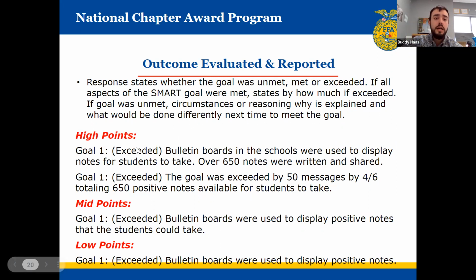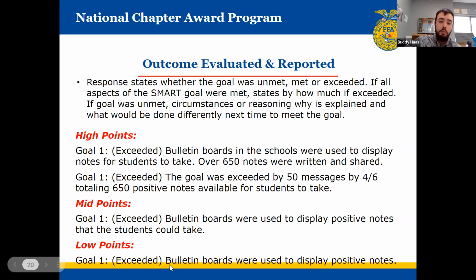So for example here, the goal 1, they exceeded the goal because bulletin boards in the school were used to display notes for students to take. Over 650 notes were written and shared. So our original goal was 600 notes. And this is telling us that we had 650 notes posted. Okay, so that'd be in the low end of the high range for the high points there.